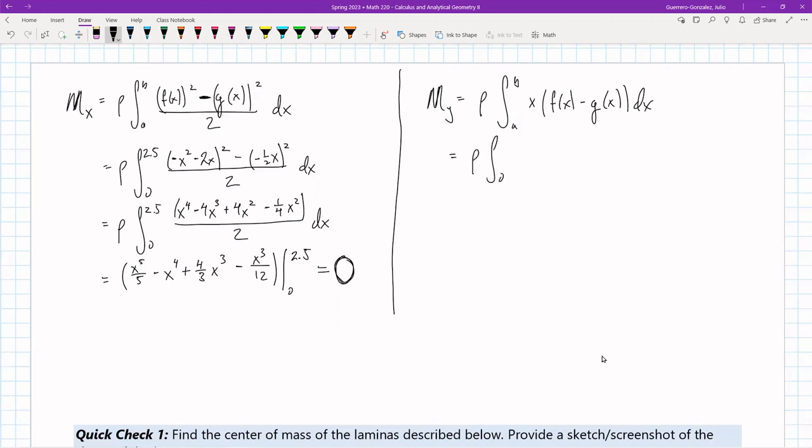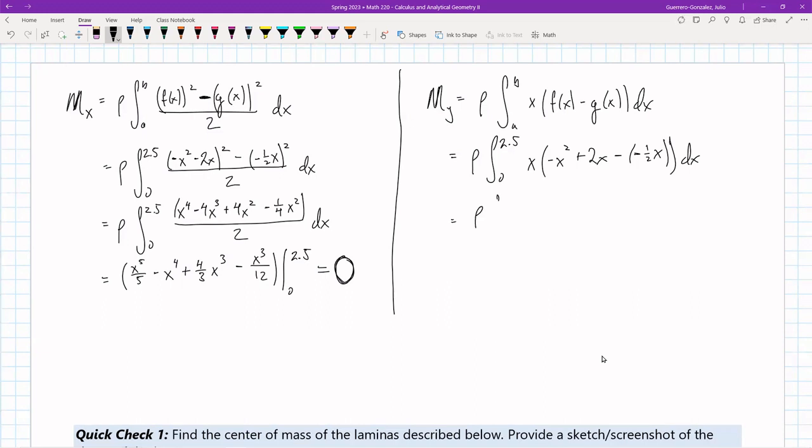Rho, integral from 0 to 2.5 of x times f of x minus g of x. So it's going to be minus x squared plus 2x minus minus 1/2 x dx. Let me make that in actual parentheses there. And this is going to become, I'm going to multiply the x in.